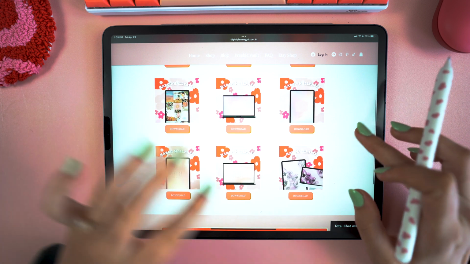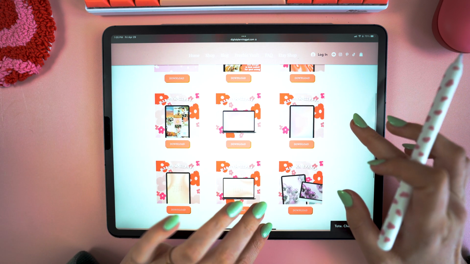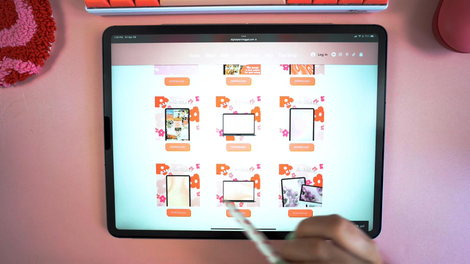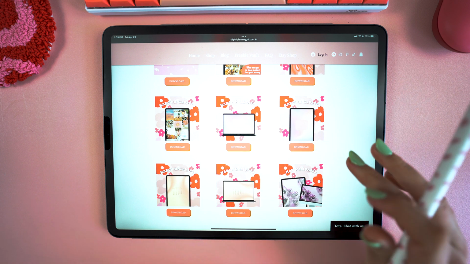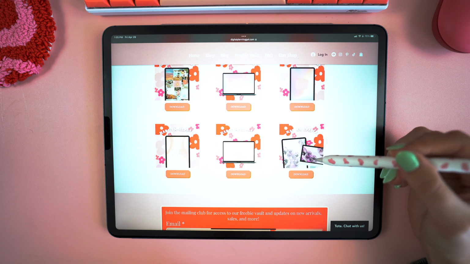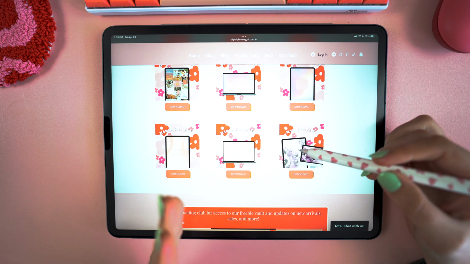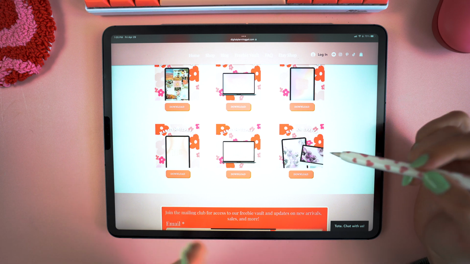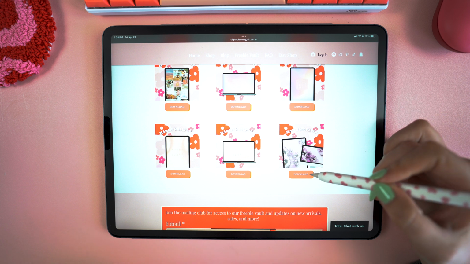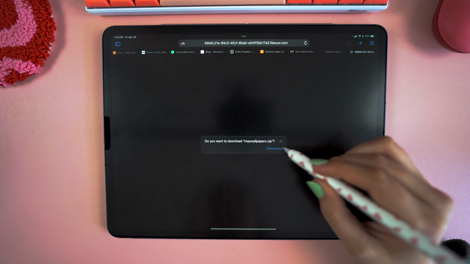Now this month looks a little bit different than the previous months. Previous months I would separate out the wallpapers for phone versus computer. This month I put all of them together on the same one, so you'll get both the phone downloads, iPad wallpapers, and also for the desktop computer. So I'm going to go ahead and download mine.